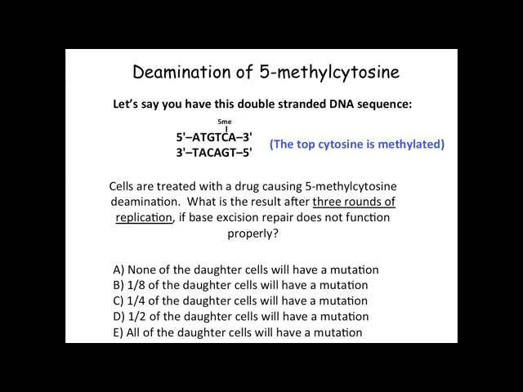So after 3 rounds of replication, you're going to see half the daughter cells will have a mutation. So this illustrates the importance of these DNA repair pathways, because this is especially a problem in cells that are constantly dividing. If these mutations occur in cells that are dividing all the time, you're going to run the risk of getting many cells that have mutations.